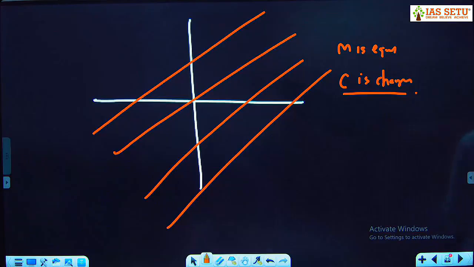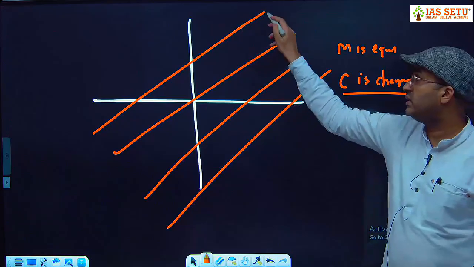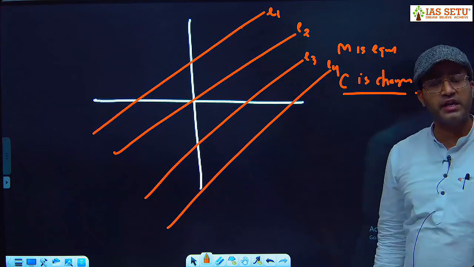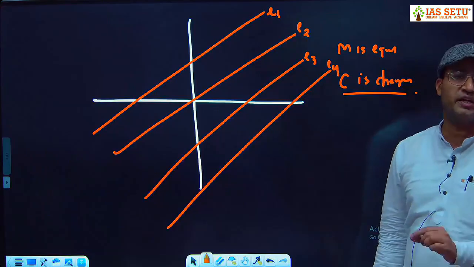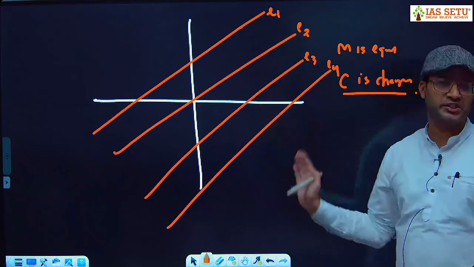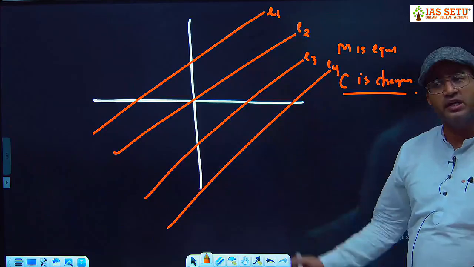That is the concept. This line, line 1, line 2, line 3, line 4, all these have m equal, means slope is equal. They have the same slope. Only c is changing. There were two things, m and c, and c is changing here.